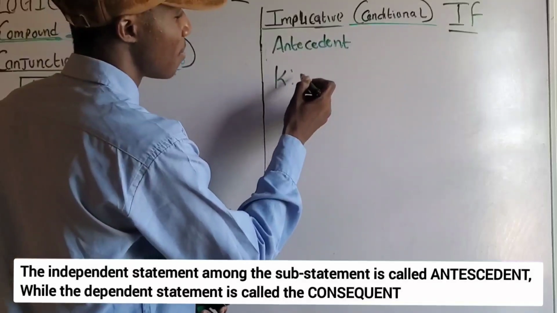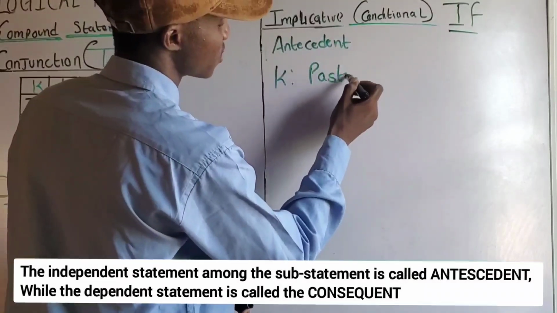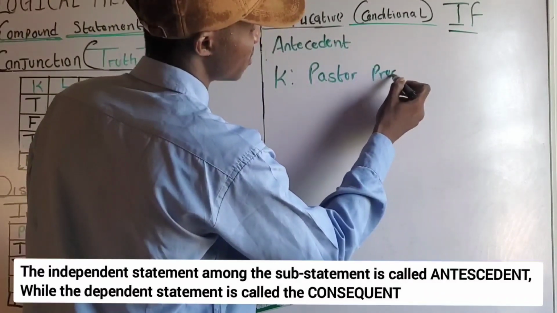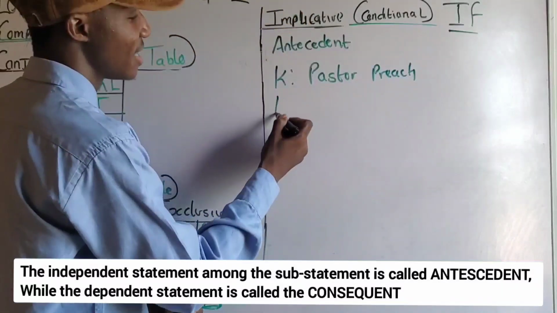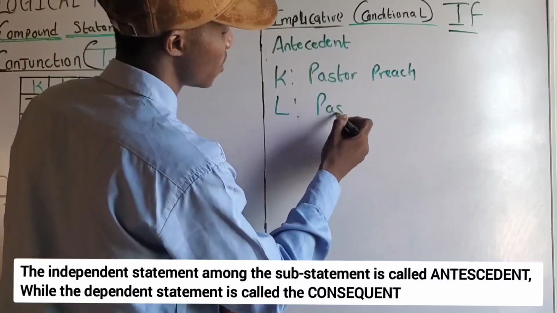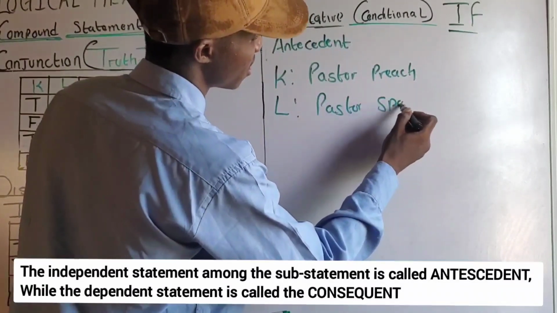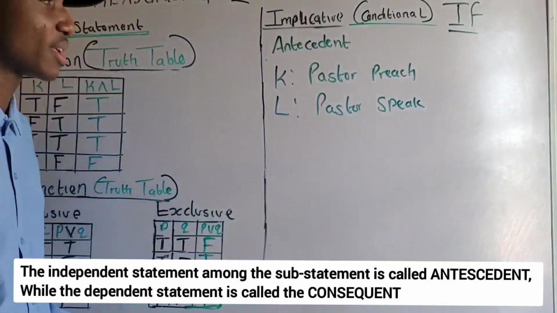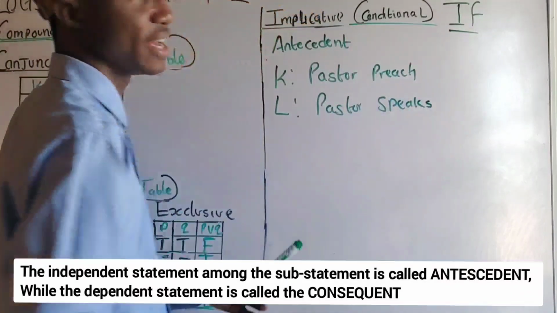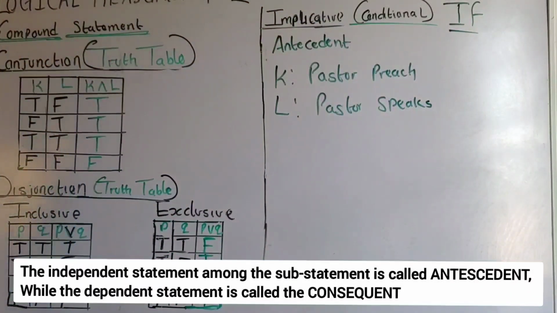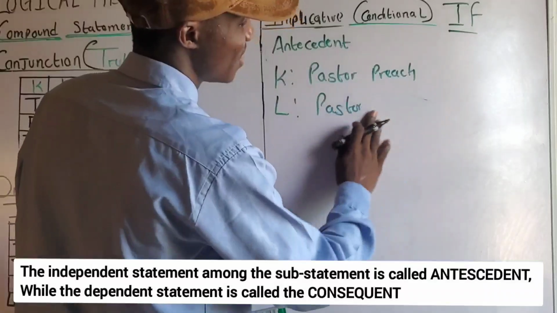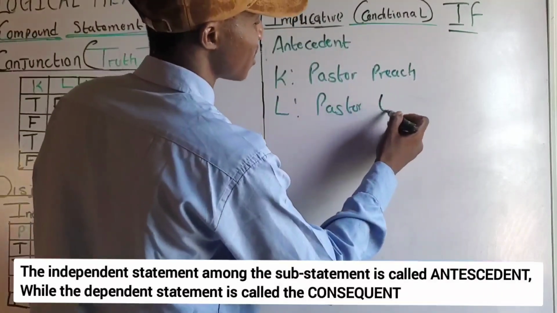K represents pastor preach, and L represents pastor speak. Okay? K represents pastor preach and L represents pastor speak. Or pastor talk. You can use any example. Let's use talk, okay? For a more comprehensive one, pastor talks a lot.